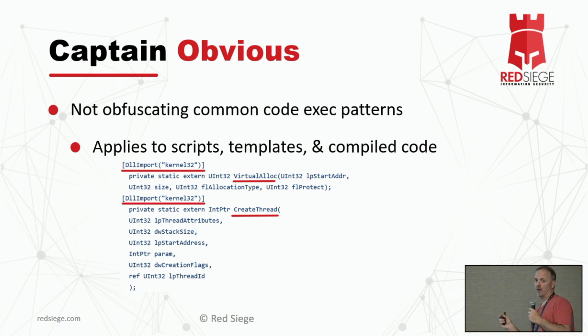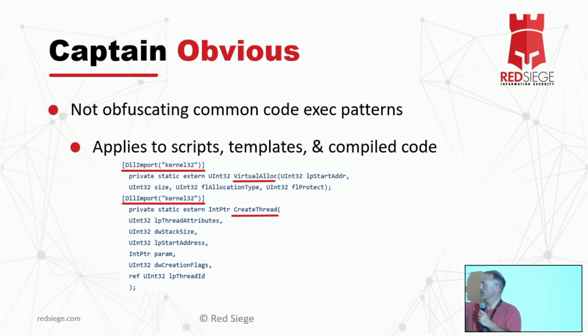This one is talking about not obfuscating common code execution patterns. It might be VirtualAlloc, RtlMoveMemory, and then CreateThread, whether it's that kind of pattern, or the example that I have on screen here, which is C# code. You'd probably find this in an MSBuild template that you want to execute shellcode with. So to be able to allocate memory and to execute code, I need to import these functions from kernel32. So that's what you're seeing here.